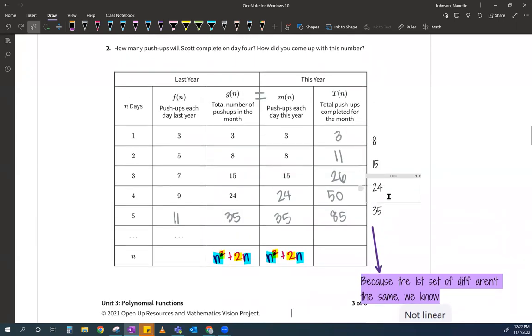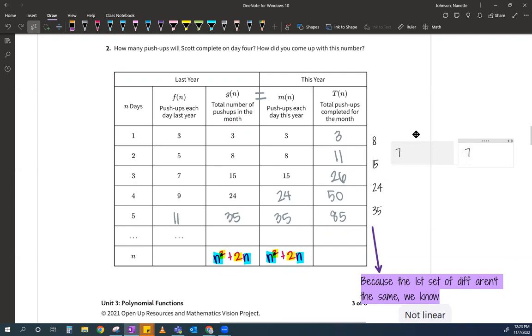Okay, if the second set of differences, right? Let me copy this. If the second set of differences, if this row right here are all the same, what would that be? If this row right here is all the same, the second row, yeah, that'd be quadratic. Okay, so I'm gonna do some subtraction. You can do it with me. You don't have to.